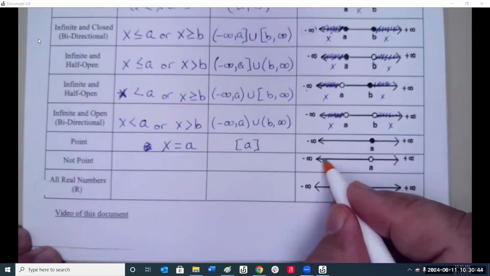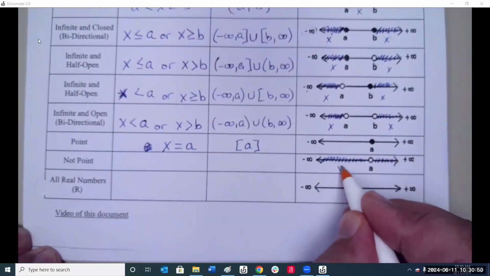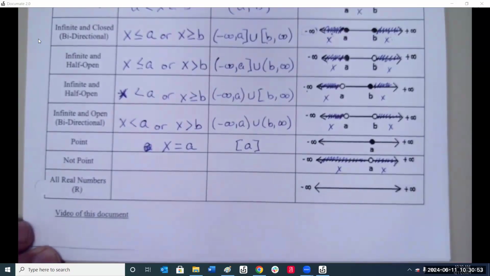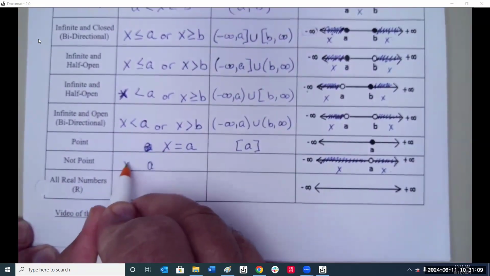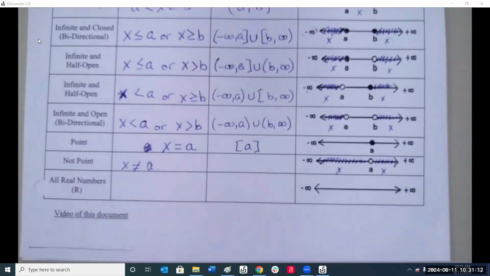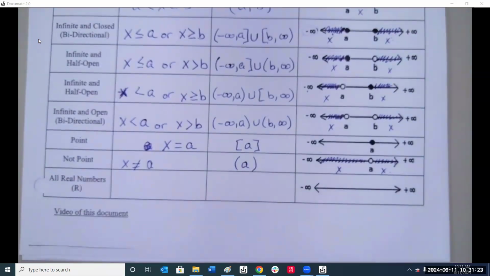If it's not a point, that means x is anything else except that. Yeah, I know what you're thinking. We could go x is less than a, or x is greater than a, or we could just do it this way. X is not equal to a. Likewise, in interval notation, since we can't use it, we put it in parentheses.